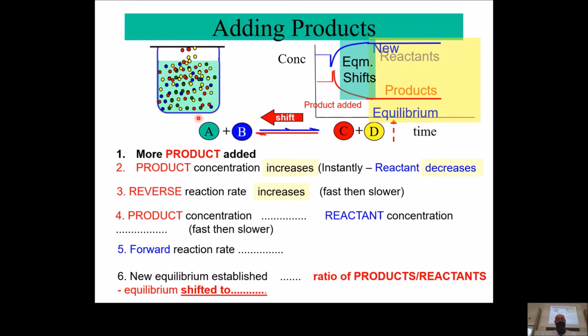As you add more product, product concentration increases, therefore reactant concentration decreases, reverse reaction rate increases, product concentration decreases, reactant concentration increases, forward reaction rate increases. New equilibrium is established with a lower ratio of products to reactants, being shifted to the left. All right. You've got to be able to talk your way right through that whole thing. More than that, you need to be able to predict which way an equilibrium is going to shift if we make a change.